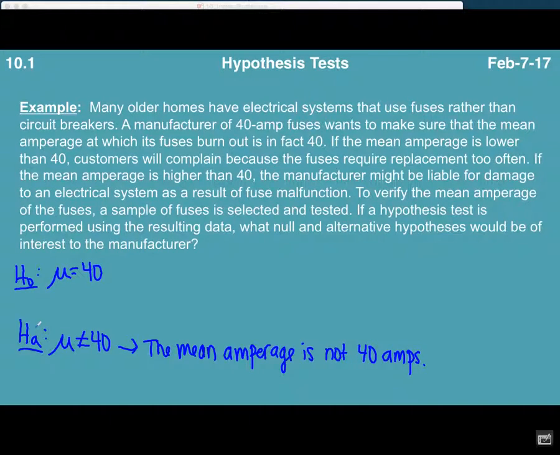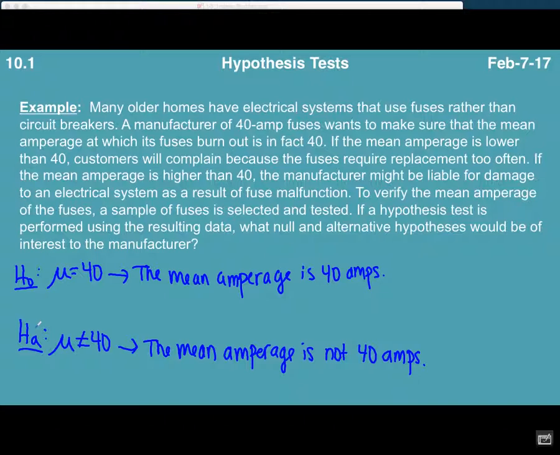Okay, and then I told you that the null sometimes has an alternate meaning. What is the opposite of not equal to? Equal to. So that's exactly how it's understood. I told you to word the null as the opposite of the alternative. In that case, it would be, it's not true that the mean amperage is not 40. Which I really am not a fan of. So this one, I would word it as the mean amperage is 40.